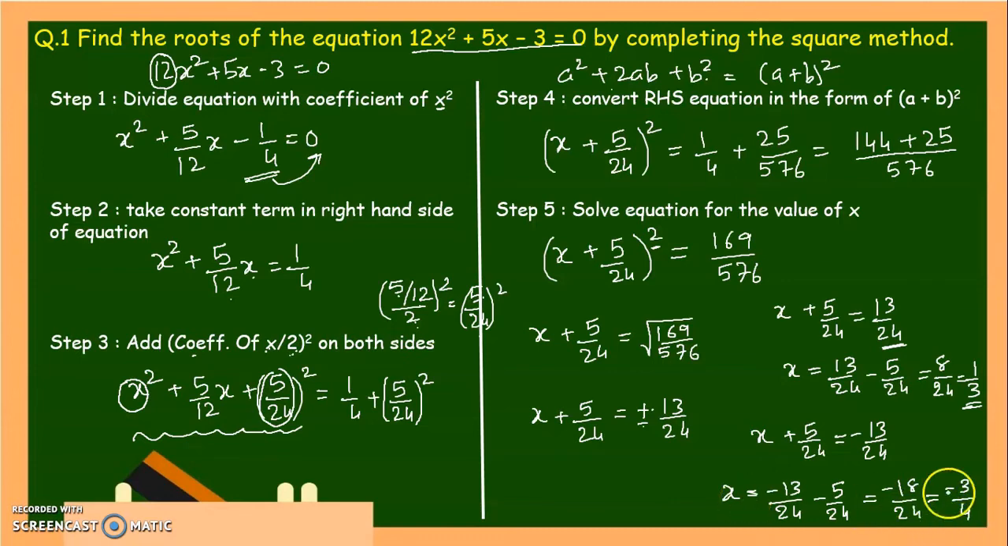So this is our answer: x = 1/3 and x = -3/4. This is how we can solve any quadratic equation by the completing the square method in simple 5 steps. Let's see one more problem.